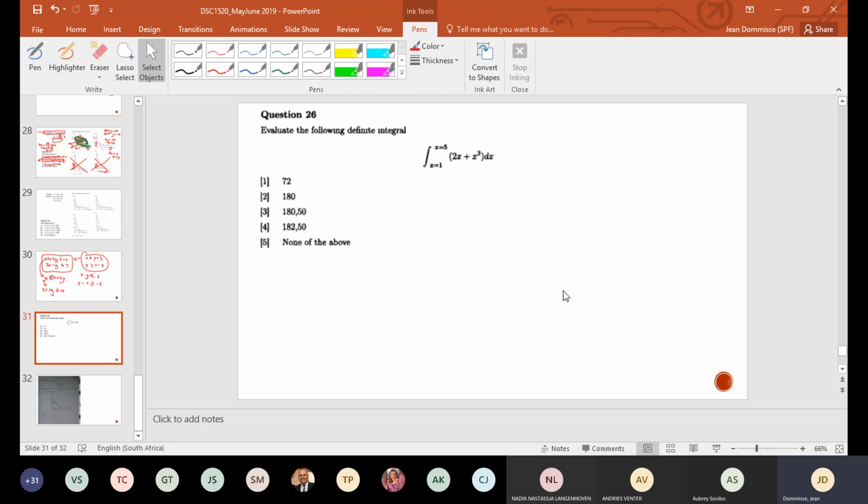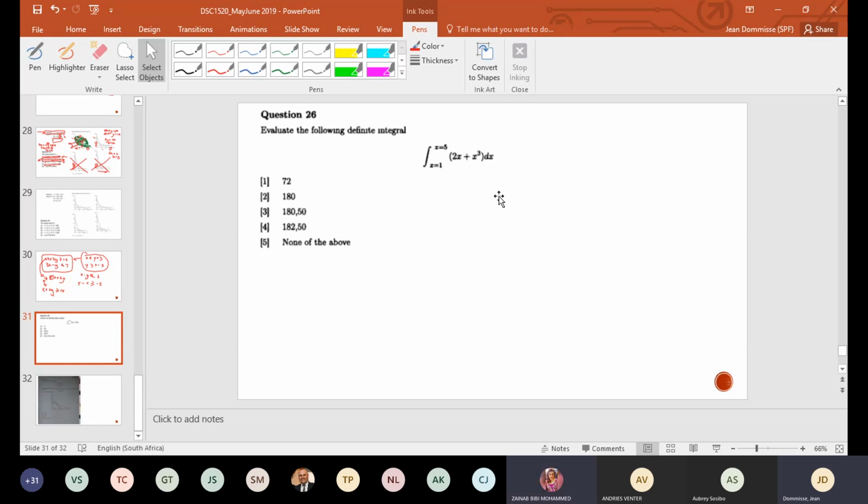So do you first need to integrate? Yeah, you first need to integrate and then you substitute. And that's what they mean by definite integral. So you first have to integrate the function and then you substitute the 5 and the 1. And this is a straightforward integration.